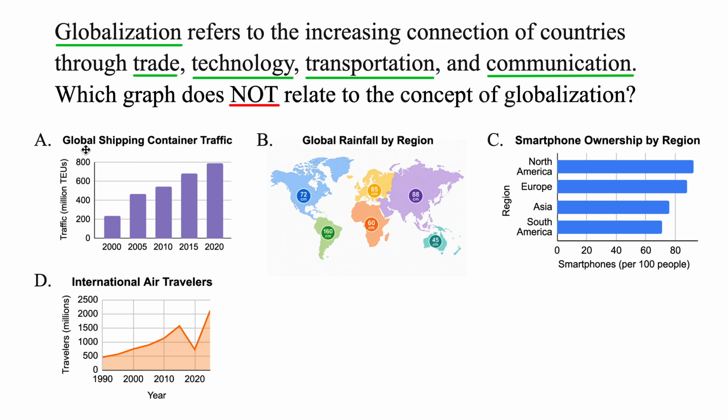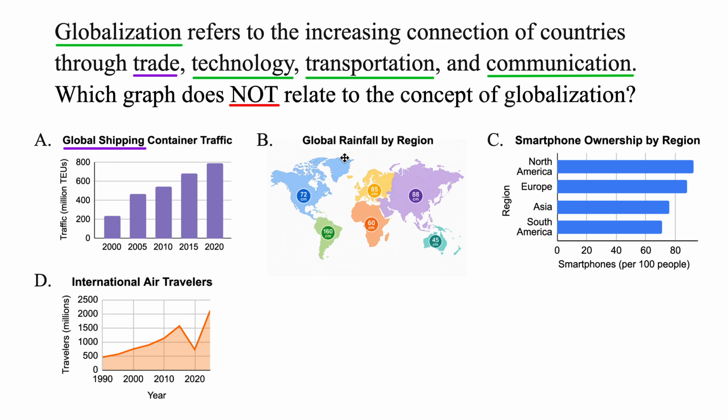The first one, just read the title, Global Shipping Container Traffic. If we're looking at global shipping or containers delivering things, that definitely has to do with trade. Therefore, it does have to do with globalization here. We want one that doesn't deal with any of these.